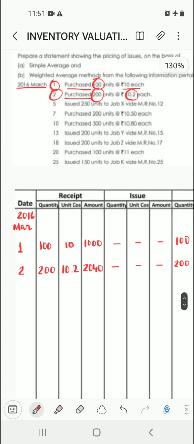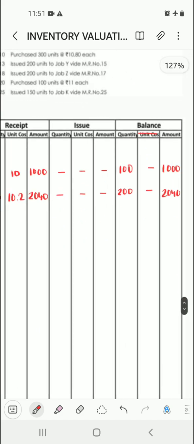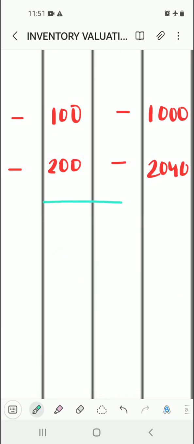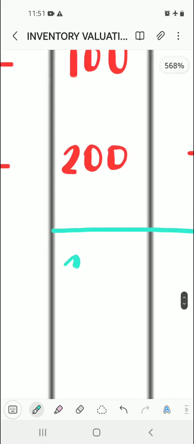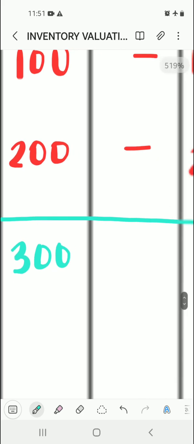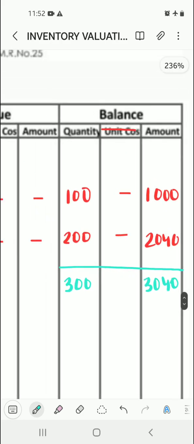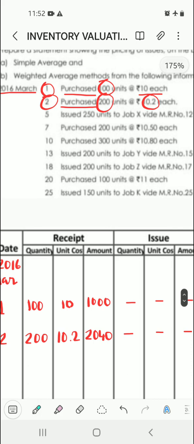Now we are going to move to the next date, that is now on 5th we have got an issue. So before we move to issue, we will first write down the balance. Okay, let's use a different color for balance, because first we have to see how much balance we are left with. 100 plus 200, right now we have 300 units, and 1000 plus 2040, that is 3040 is the amount that we have.